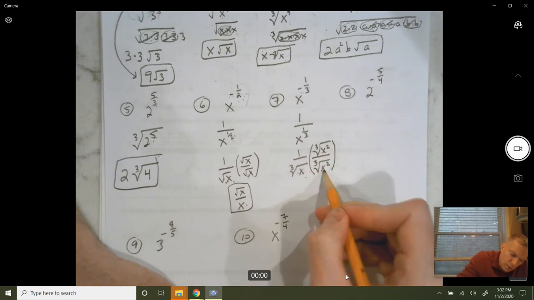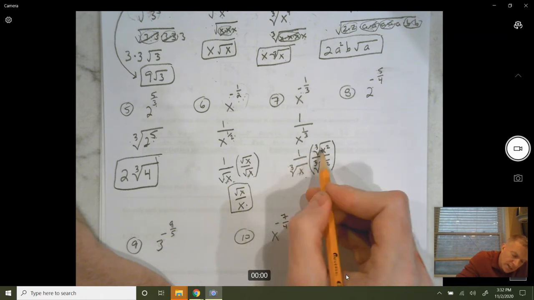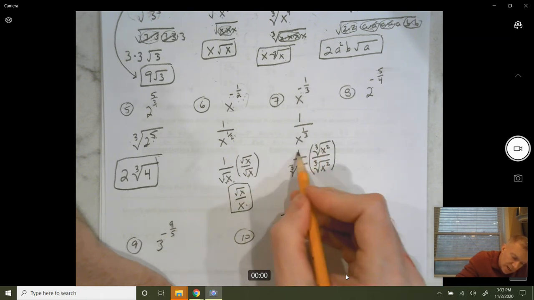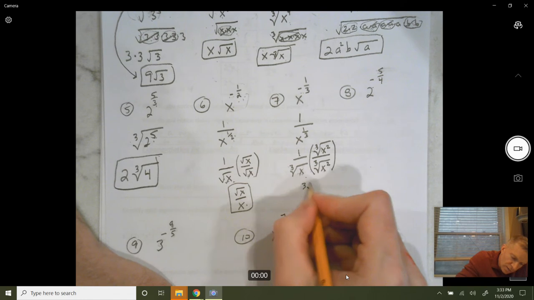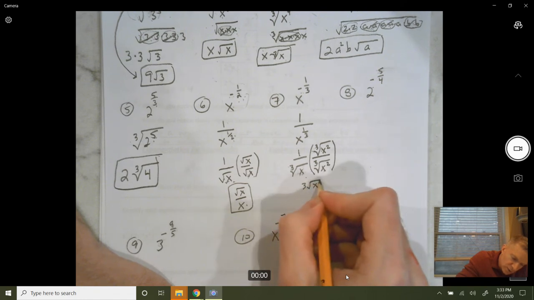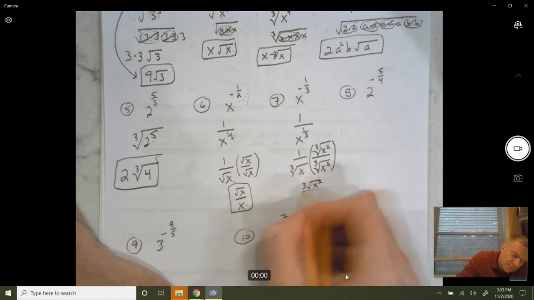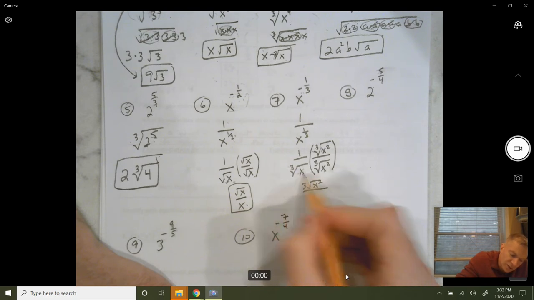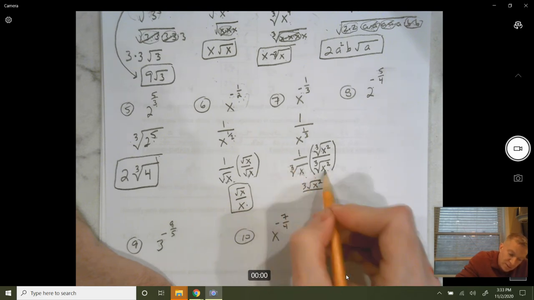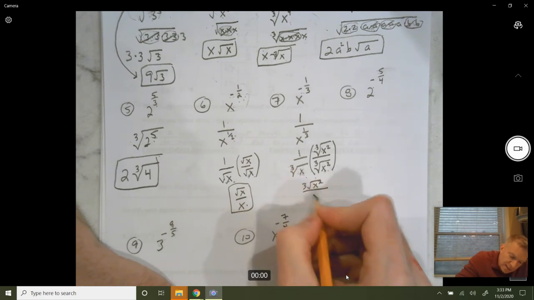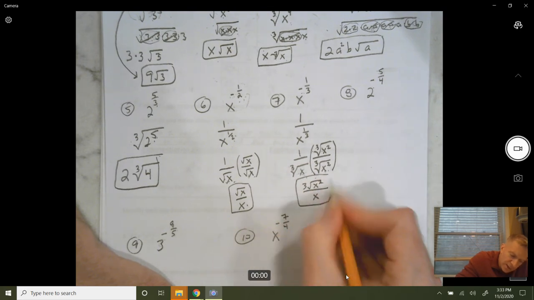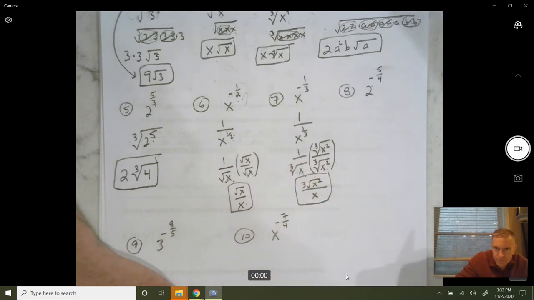Anything over itself is 1. So on the top we get, remember fractions, multiply the tops, cube root of x squared. And on the bottom we have a cube root of x to the third. So those cancel each other out and we just get an x on the bottom. And now we got rid of the radical on the bottom.